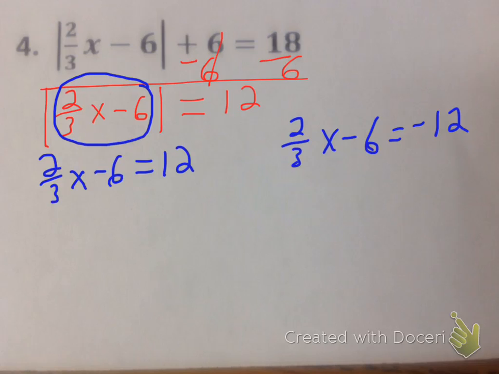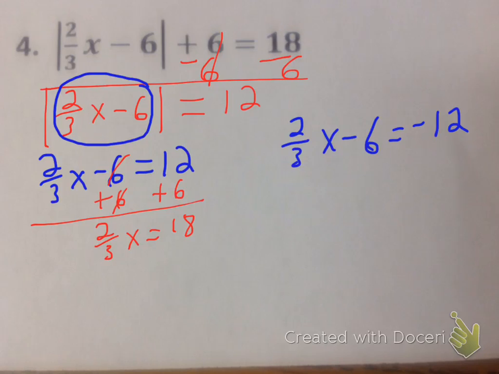So now we're ready to solve for x, so I'm going to do the opposite. That's a minus 6, so I go plus 6 and plus 6. The 6's cancel, and that leaves us with 2/3 x, and then 12 plus 6 is 18. And then I want to get rid of the fraction. That's 2/3 times x. So normally we would divide by a fraction.